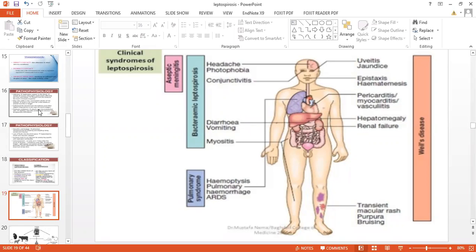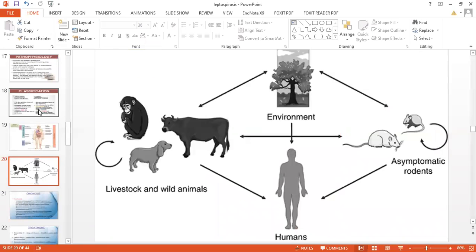Myositis may also be one of the manifestations of bacteremic leptospirosis, and diarrhea, vomiting, conjunctivitis, headache, or photophobia are also manifestations of this, along with aseptic meningitis. All these are the clinical syndromes, or clinical manifestations, of leptospirosis. This is how it goes in the environment, from human to animal and animal to environment, and how the asymptomatic rodents play their role in the environment.